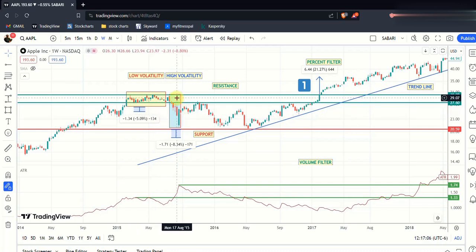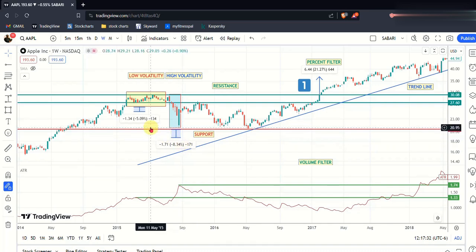Similarly, for the high volatility period, it may not be 1.34. It will be 1.71. Here, if you see in this indicator, the ATR is 1.71. As it is 1.71, I gave a buffer of 1.71. Only if price breaks 1.71 or 8.34 percentage, then it is considered as a breakout.